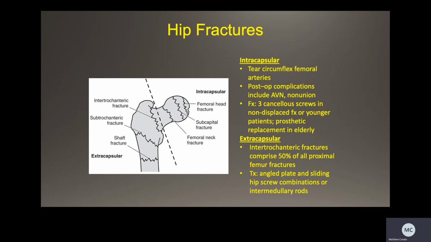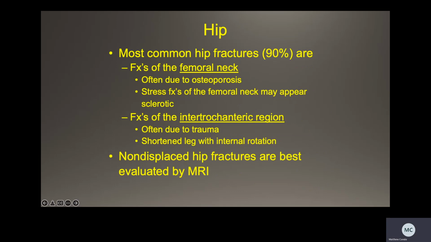An extracapsular fracture basically comprises about 50% of all proximal femur fractures, right? So extracapsular are pretty important as well. And typically they're going to repair that with a little different repair, right? So they're just going to use an angled plate. So when it comes to hip fractures, about 90% of fractures are femoral neck or intertrochanteric. In fact, you're going to see a lot of these.